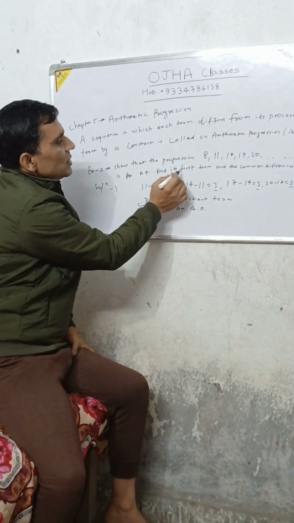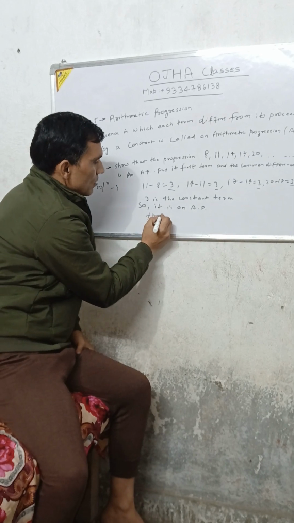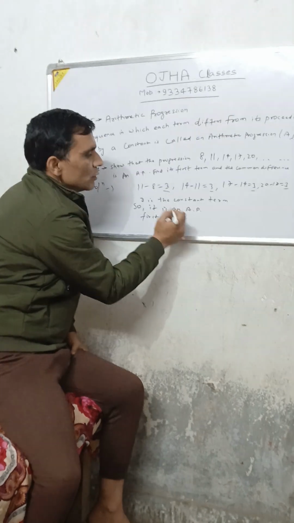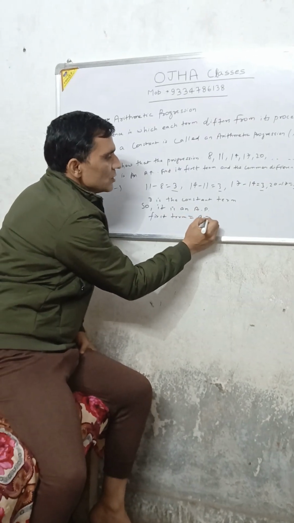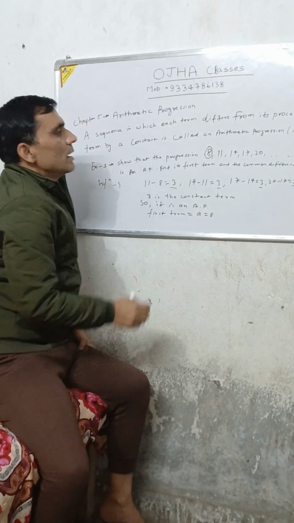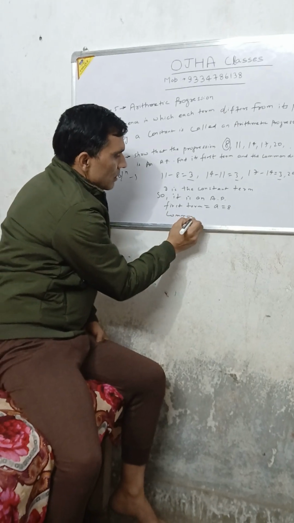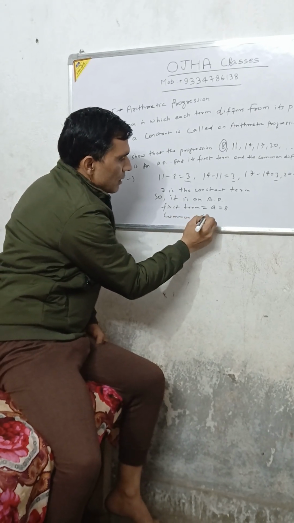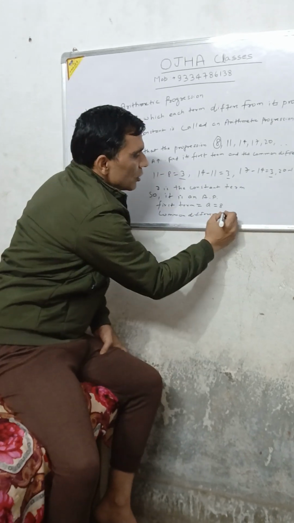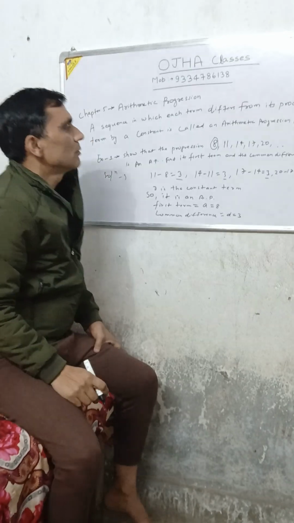Now the second question is here, find its first term. The first term, which is denoted by small a, is equal to 8, and the common difference, which is denoted by small d, is equal to 3.